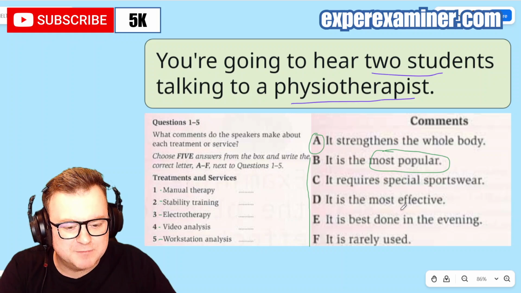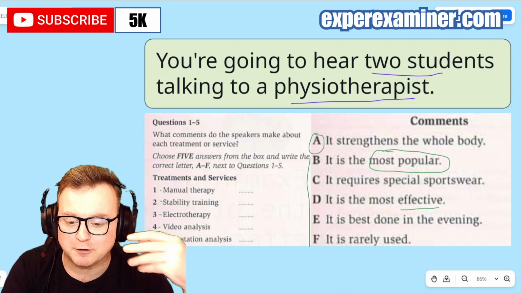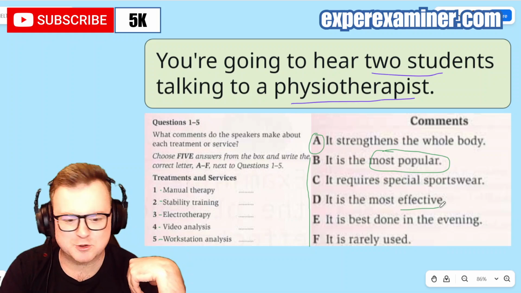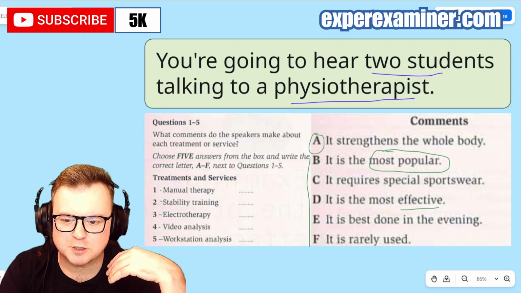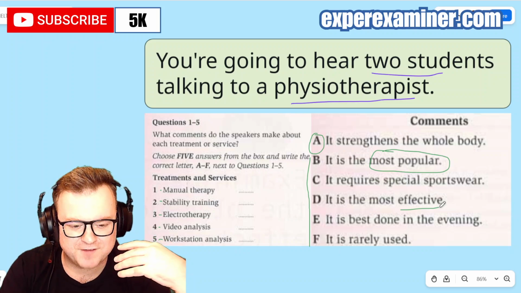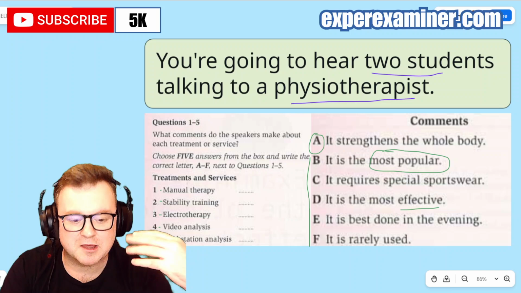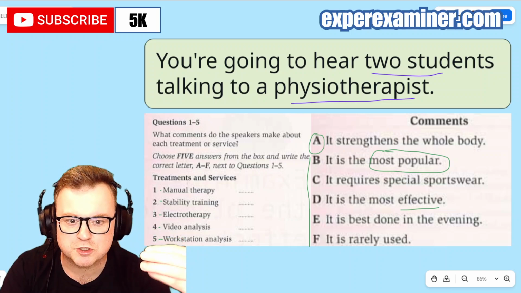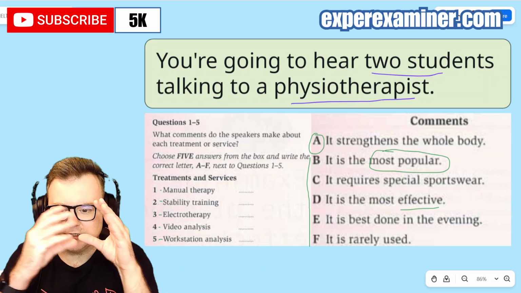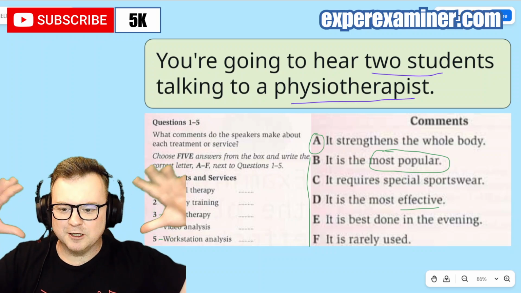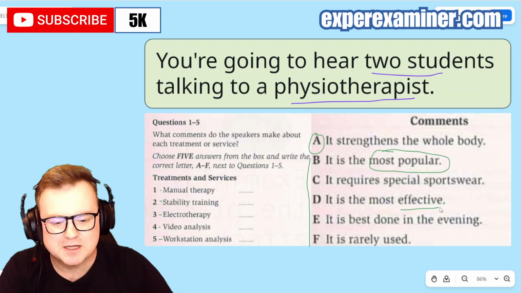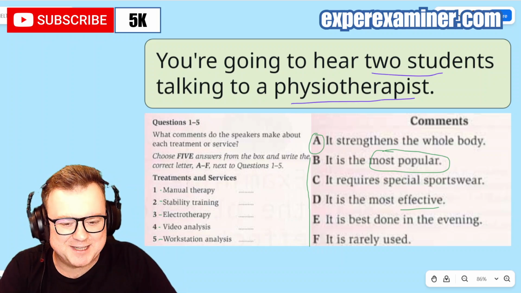Okay, D, it is the most effective. So again, we could think of a simple synonym of effective, like it is the most efficient or it is the most useful, but Part 3 isn't going to be that kind, and so we have to be a bit more creative with our paraphrase. So instead of it is the most effective, you might expect to hear something like this is the treatment that is known to bring about the best results, right? So we often hide the bit of information inside a longer bit of text. And that's what makes this difficult to find. That's what makes this IELTS Task 3 kind of tricky.